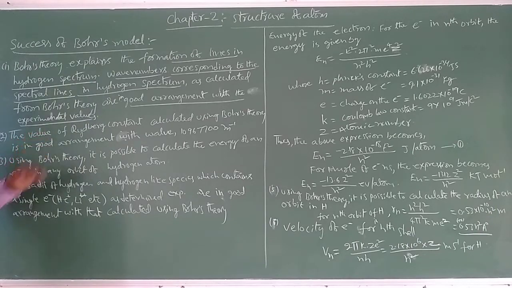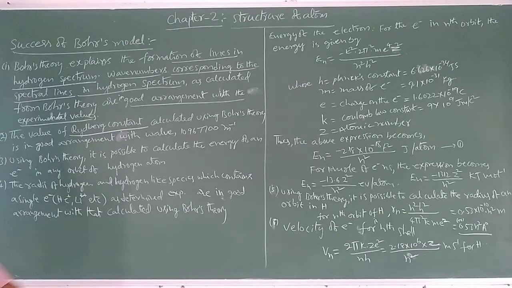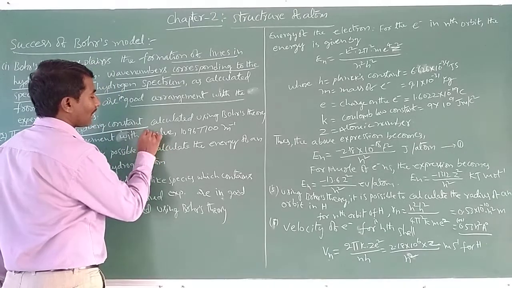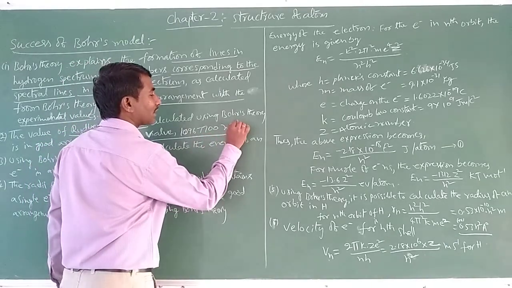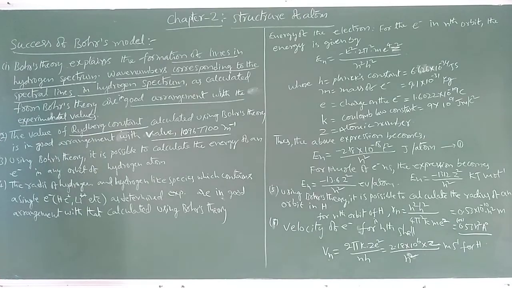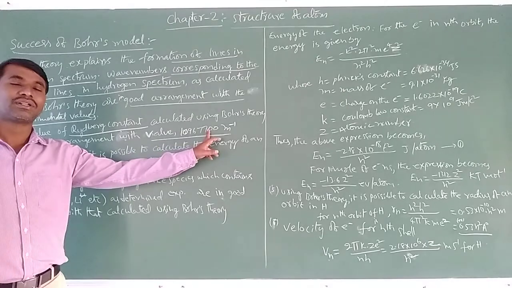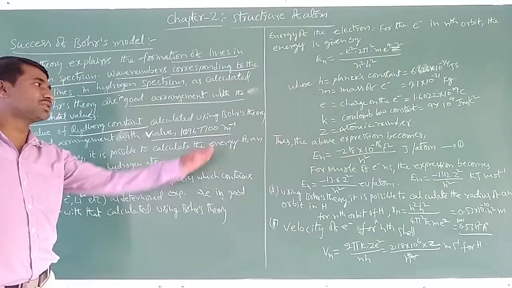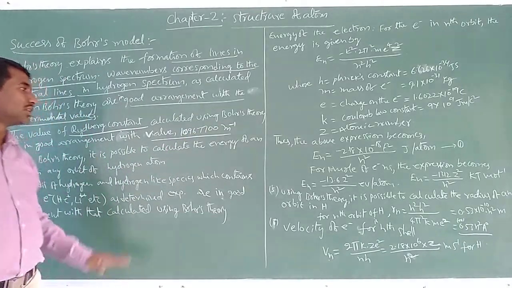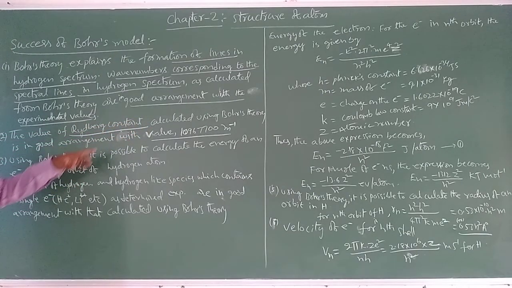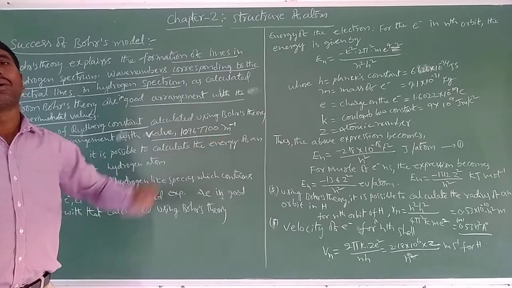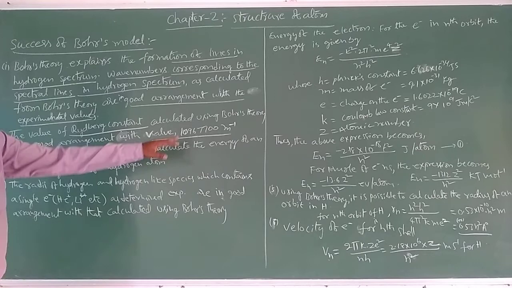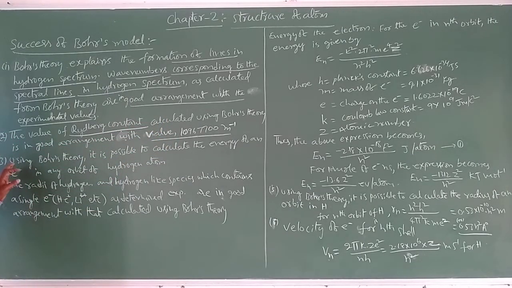Then another one is the value of the Rydberg constant calculated using Bohr's theory, which is in good agreement with the experimental value of 1096 77 into 10 power 2 meter inverse, or 1096 77 per centimeter. So this is the value of the Rydberg constant calculated from Bohr's theory.